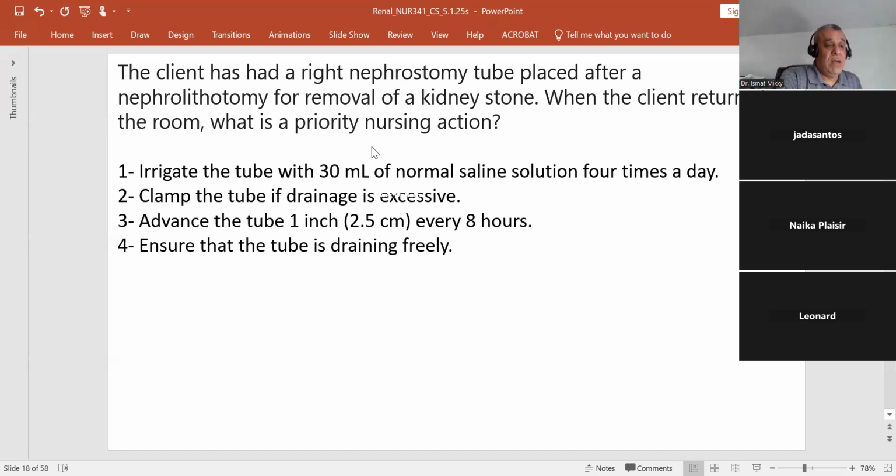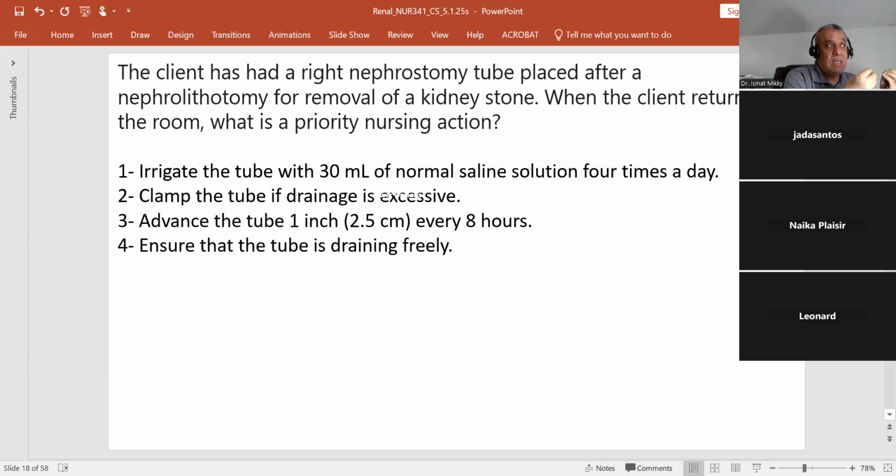Now, this client had a right nephrostomy, which is a catheter inserted in the kidneys, and the nephrostomy tube is placed after the nephrolithotomy. Nephrolithotomy: nephro, kidney, lithiasis, stone, lithotomy, which is an open surgical incision.